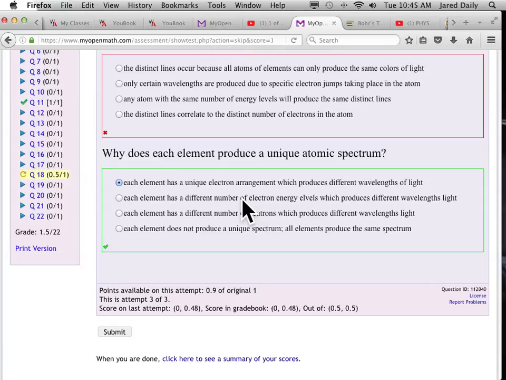They've got an infinite number of energy levels. Yeah. So if the second one said it has a different arrangement of electron energy levels, that would be more correct than the first one. But the first one is more correct because it says arrangement. Yeah. And the second one says elevels instead of levels. You should have known it was wrong because it said elevels instead of levels.